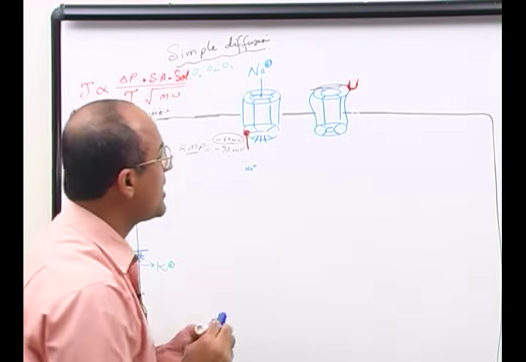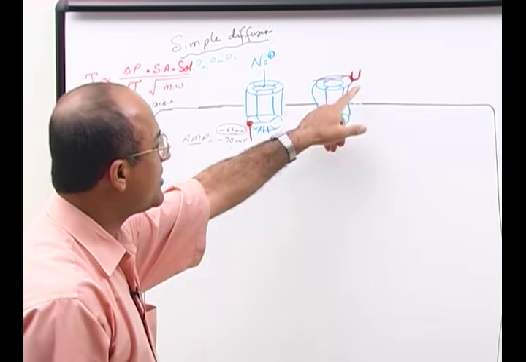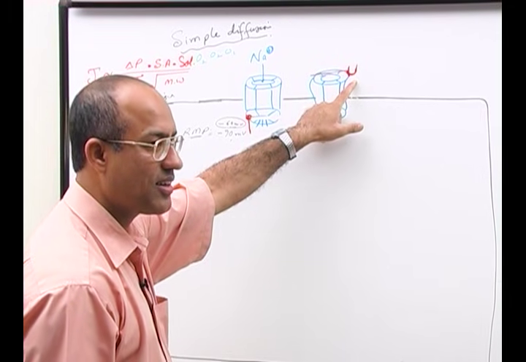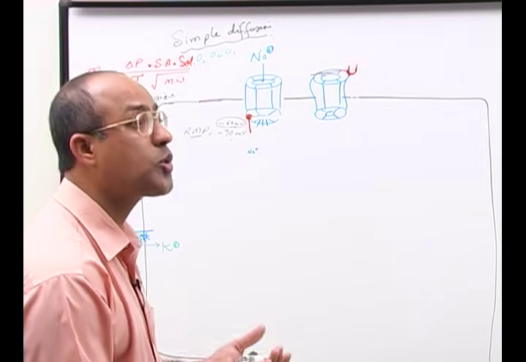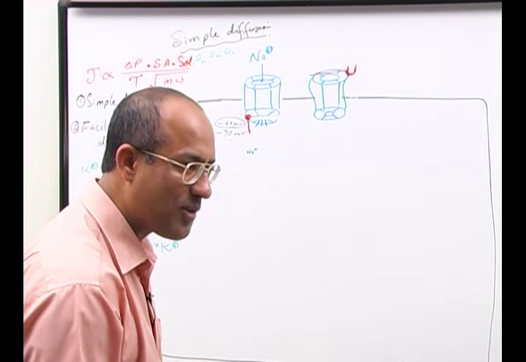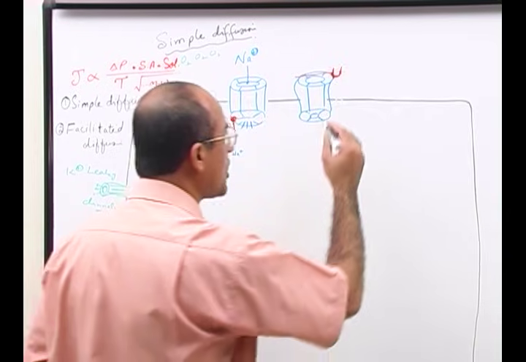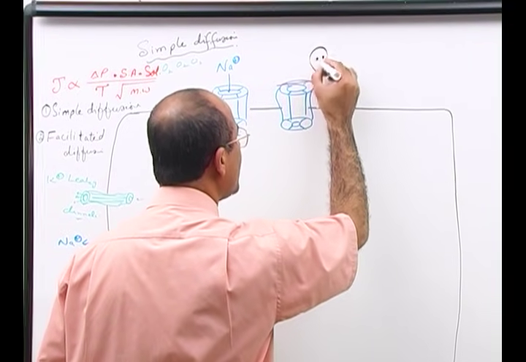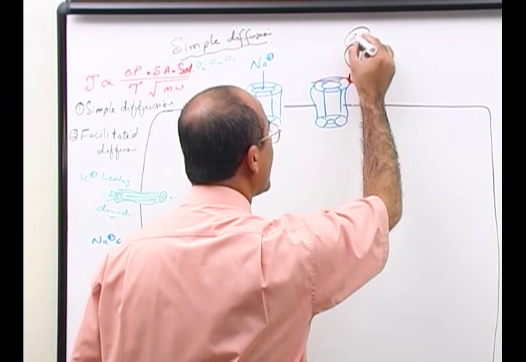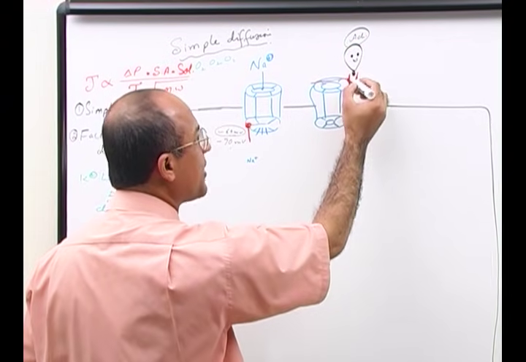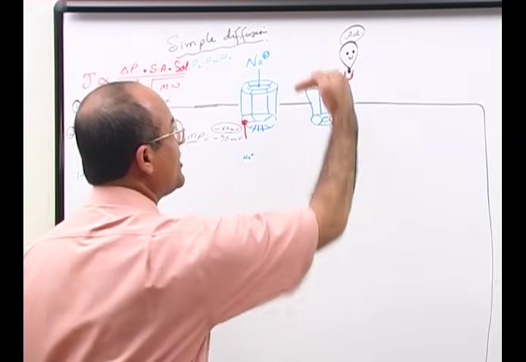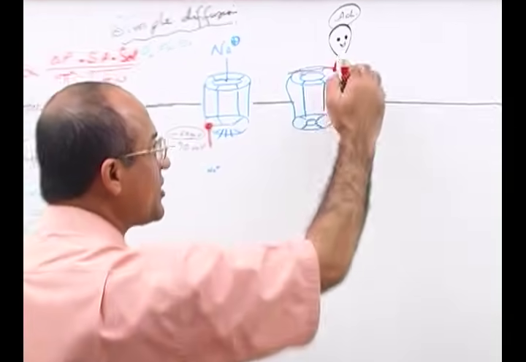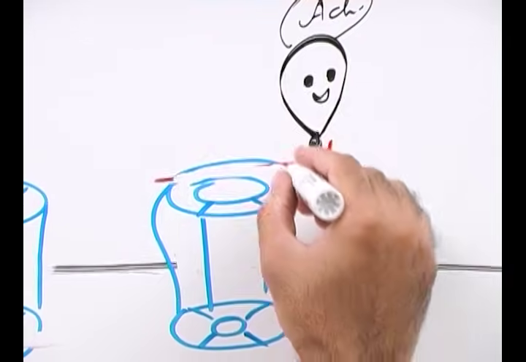Now, this particular point is not sensitive to voltage. This is sensitive to some neurotransmitter or hormone. For example, have you heard of acetylcholine? When acetylcholine comes and binds with the sodium channel, this channel will open. Are you understanding? This channel will open.